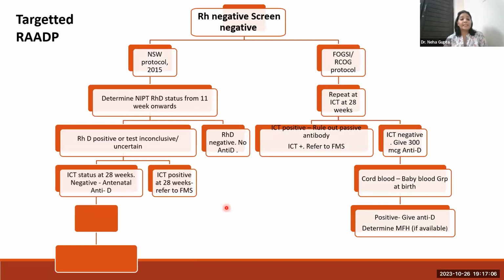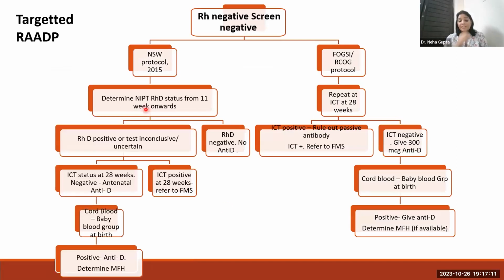This is the protocol from Australia, where determination of RhD status by NIPT is done at 11 weeks. If it is negative, no antenatal prophylaxis is done. If it is positive or the test is inconclusive or uncertain, then a repeat ICT is done at 28 weeks. If it is negative, antenatal anti-D is given. If it is positive, you refer to a fetal medicine specialist. Subsequently, you determine at birth, and if positive, anti-D is given.